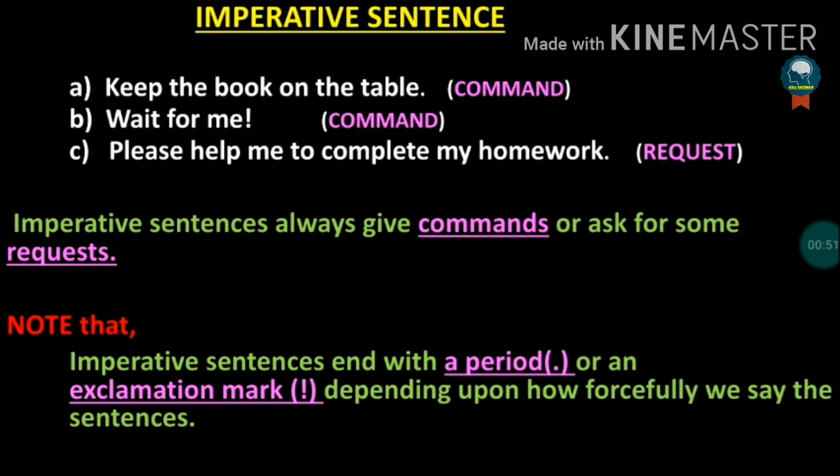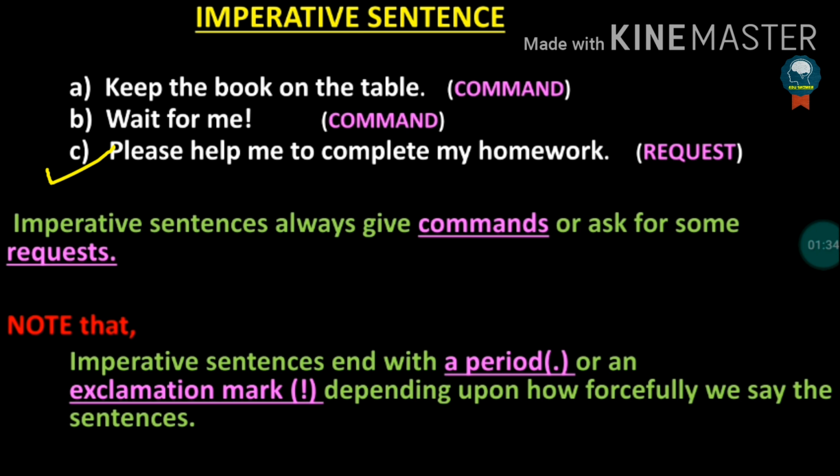Now let's move on to imperative sentences. Look at the examples. Number A, keep the book on the table. Number B, wait for me. Number C, please help me to complete my homework. In all the given examples, we have seen that in number 1, someone is commanding some other person to keep the book on the table. In the second example, wait for me, here also someone is commanding some other person to wait for him or her. This sentence is also a command sentence along with the first sentence, that is, keep the book on the table. Now, look at the third example.